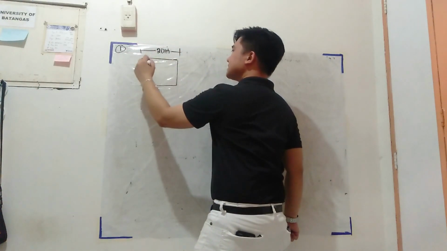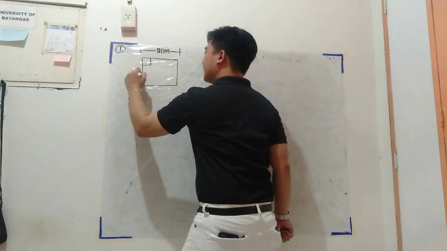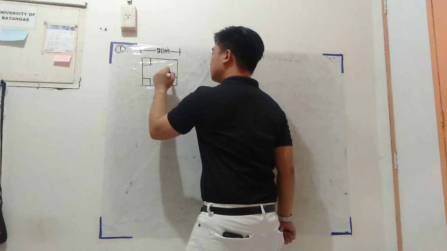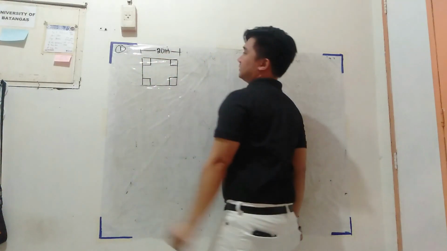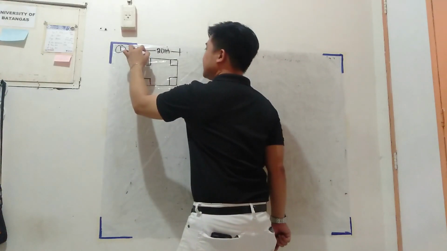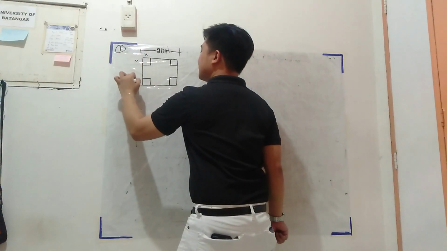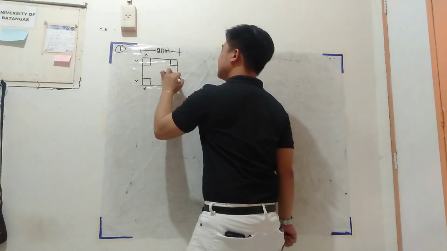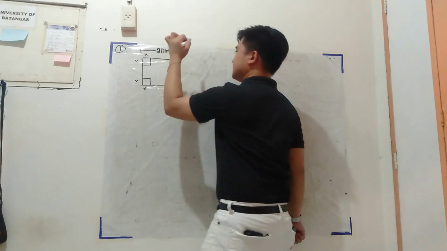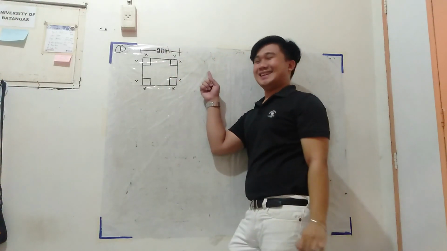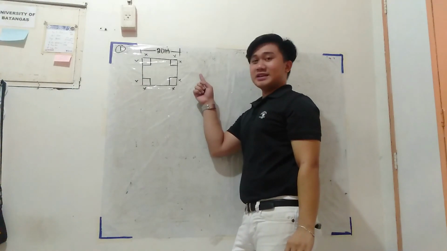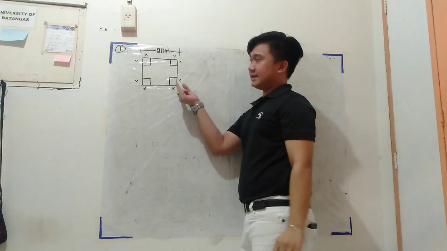Okay? Para maging box yan, bawat corner daw, gugupit ako ng square. So, let's say x, x, x, x, x, x, x, x. X yung dimension nung square na kinat natin.